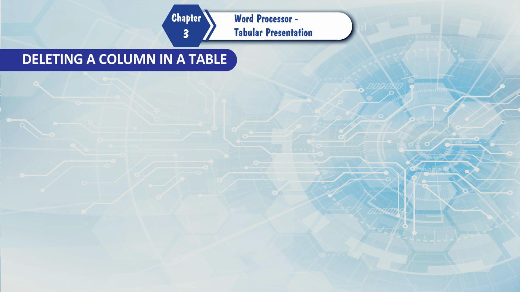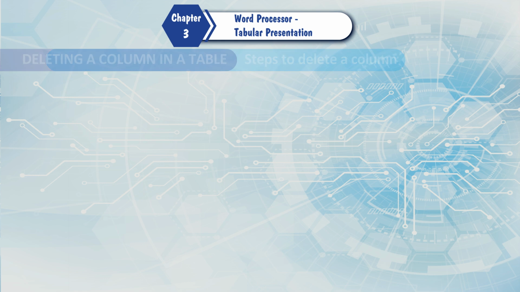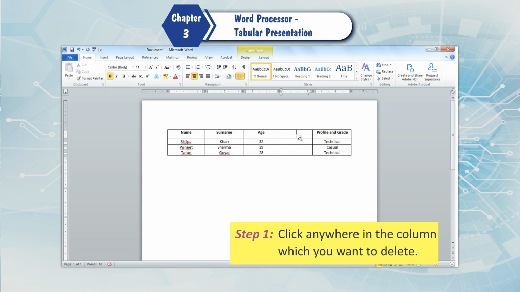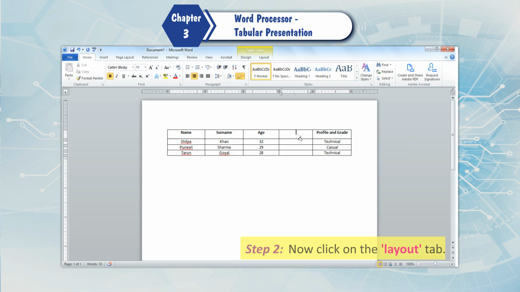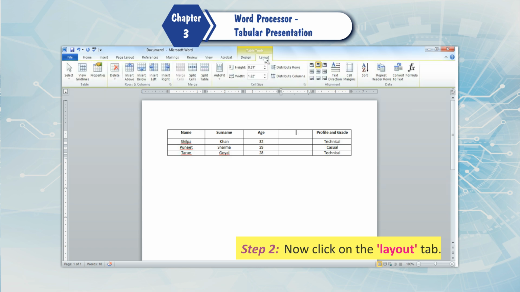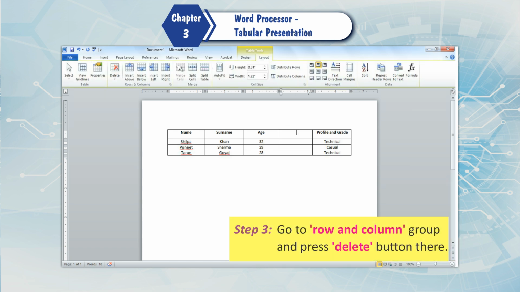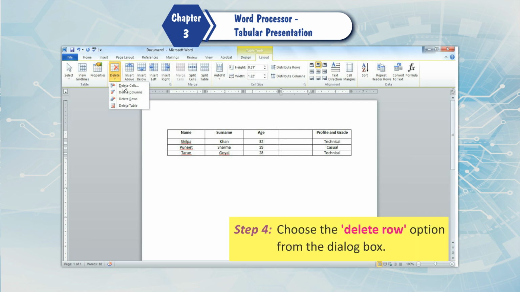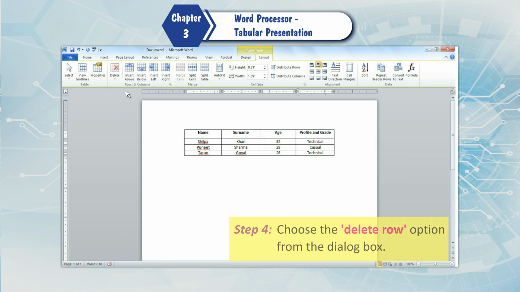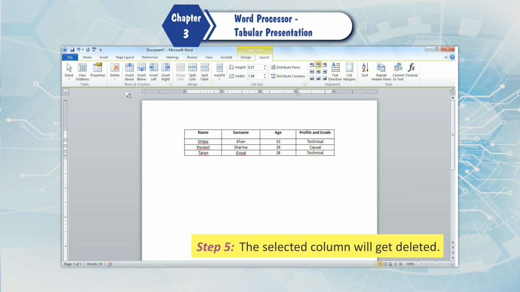Deleting a column in a table. Click anywhere in the column which you want to delete. Now click on the Layout tab. Go to the Rows and Columns group and press the Delete button there. Choose the Delete Columns option from the menu. The selected column will be deleted.